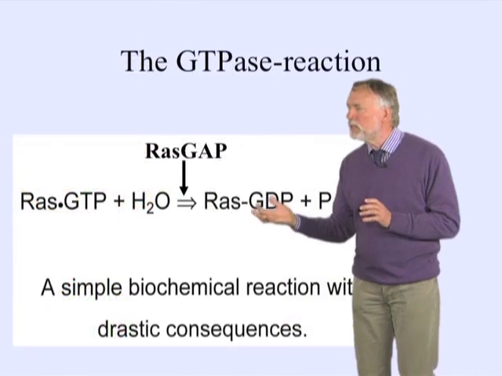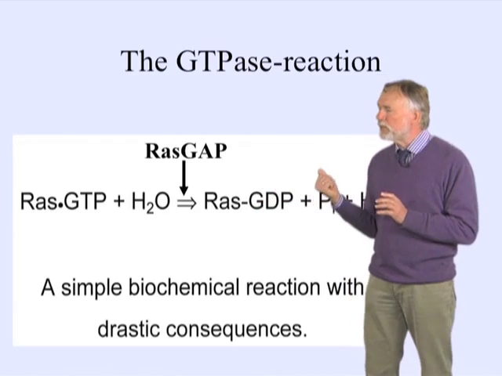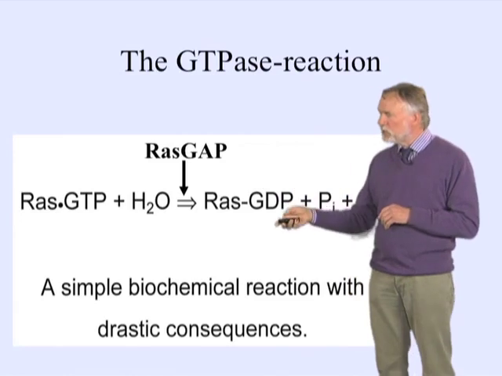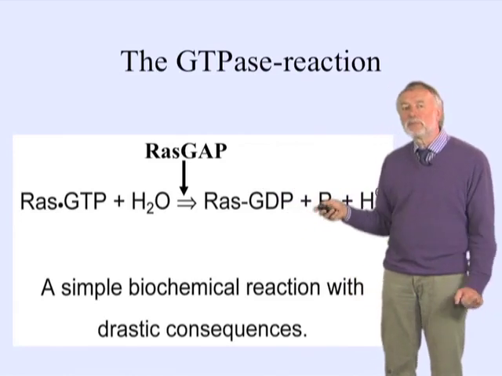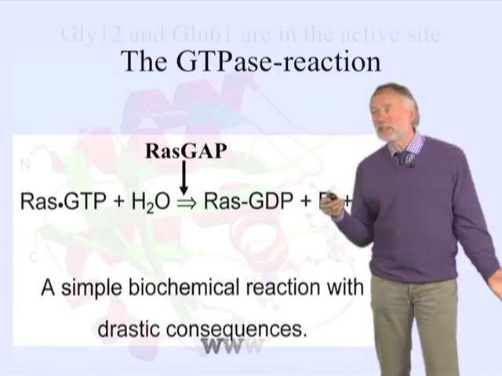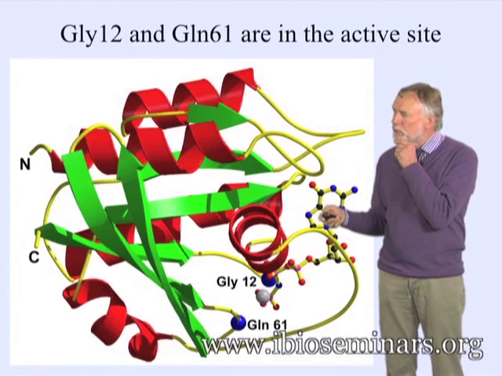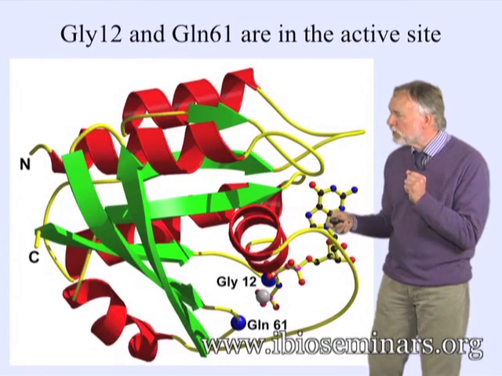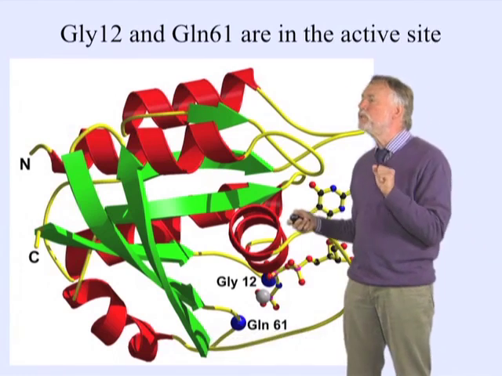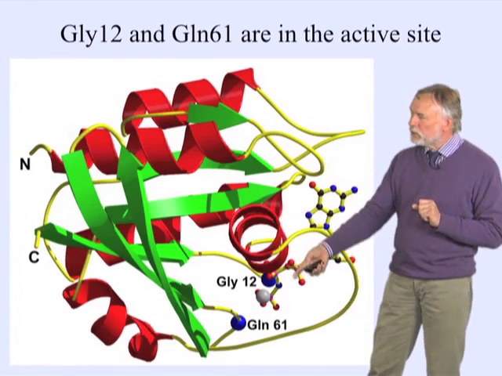So we're talking here about a nucleophilic attack of water on the GTP, on the gamma phosphate of GTP, mediated by Ras-GAP, and it produces Ras-GDP and Pi. A simple biochemical reaction, but if it doesn't work, it leads to very drastic consequences, namely cancer. So first of all, and you have seen that picture also now a number of times, this is my introductory slide actually always: the two amino acids that are most frequently mutated, either of them, in oncogenic versions of Ras, are very close to the active site.